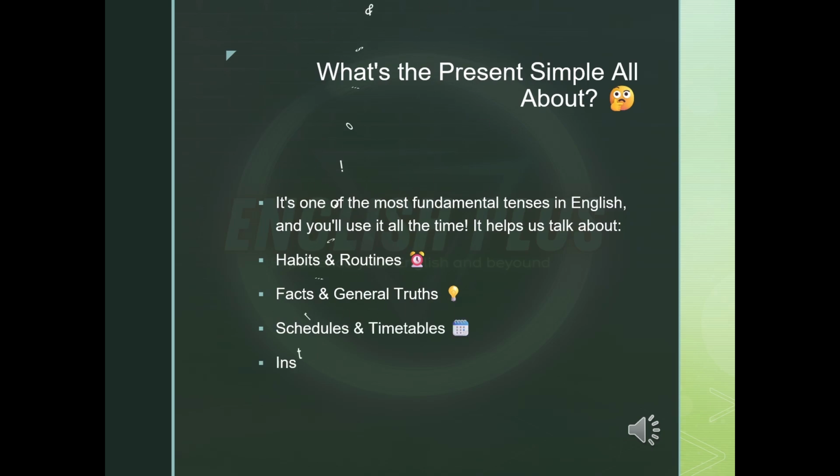We use the present simple to talk about habits, facts, schedules, and instructions. Things that are true in general or happen regularly. Let's break it down with examples and visuals. You'll soon see how useful it is.